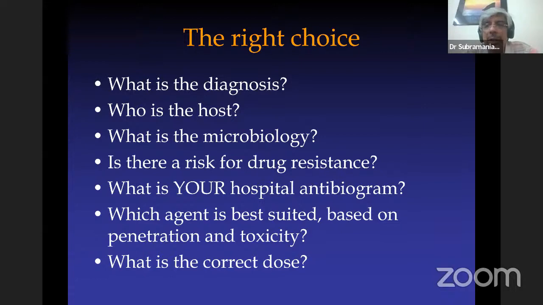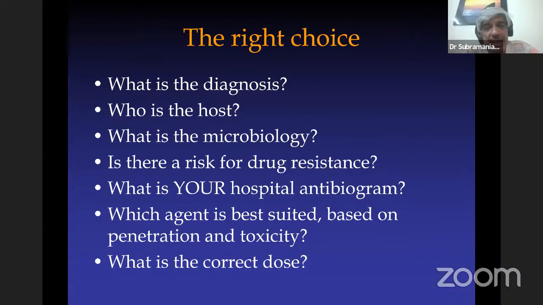And again, look at what is the best agent based on penetration and toxicity. Toxicity should be the last concern. You should look at the benefit first, because if the patient is dead, toxicity is of no concern. More people die of antibiotic not being appropriate rather than toxicity per se. So it's important to remember that we need to hit the bacteria hard and appropriately and not worry about toxicity at time point 0.